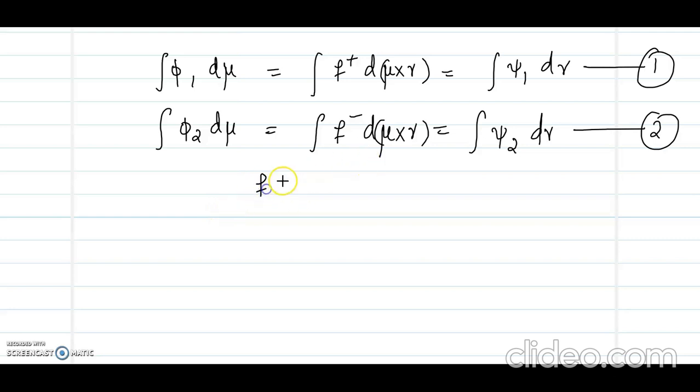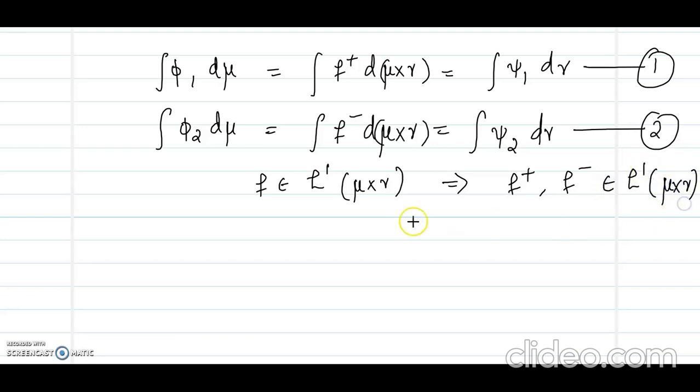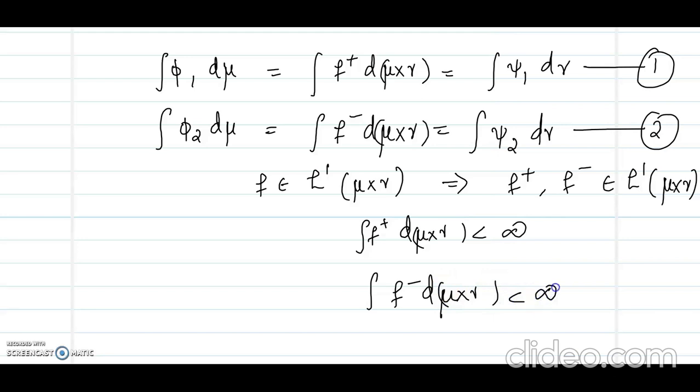Now since f belongs to L1 of mu cross r, that implies f plus and f minus again belong to L1 of mu cross r. Since these belong to L1 of mu cross r, integral f plus d mu cross r will be less than infinity, and integral f minus d mu cross r will be less than infinity. So if both the integrals are finite, integral phi 1 d mu and integral phi 2 d mu will be finite. Similarly, integral psi 1 dr and integral psi 2 dr will be finite.